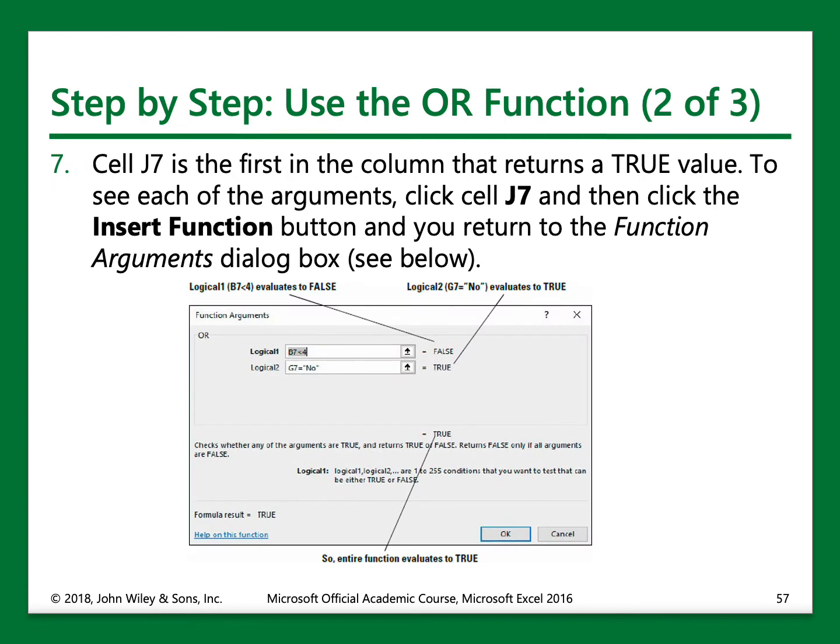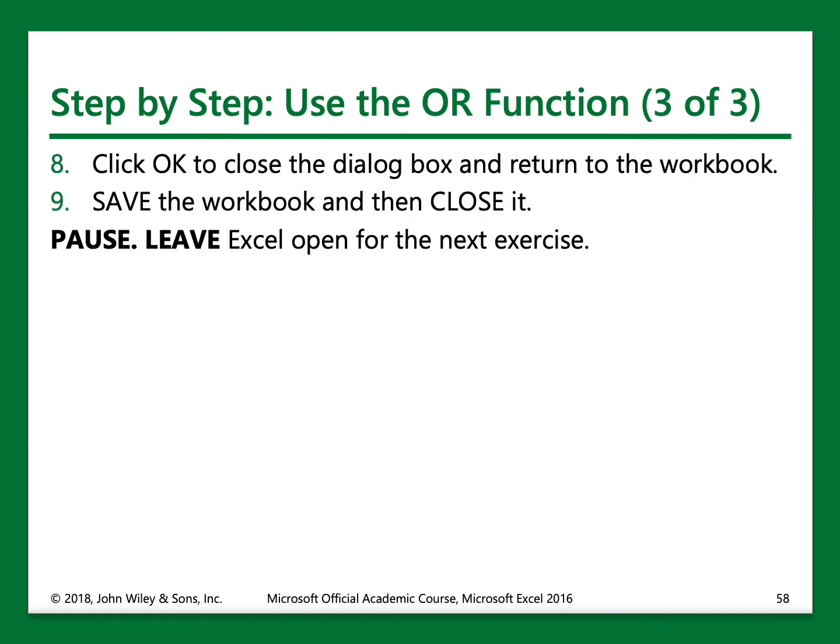So J7 is the first one that's got a true value. To see each of the arguments, click cell J7 and then click the insert function button, and we'll return the function arguments dialog box. Save the workbook.